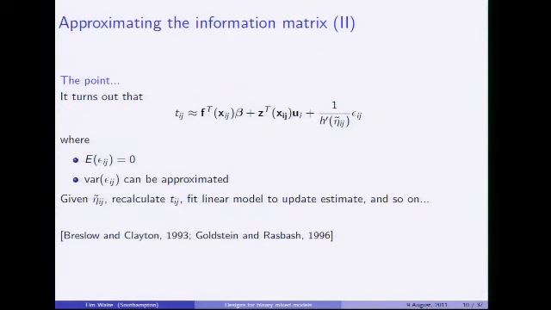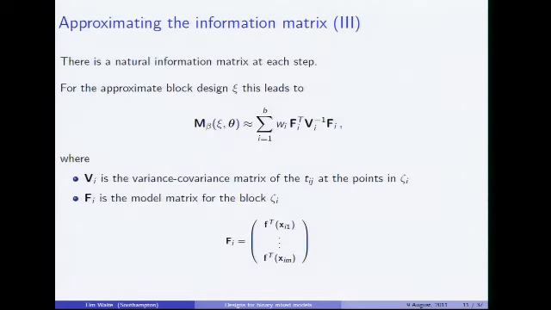But once we've got that updated estimate, we could go back to the working variates and recalculate those. And so we can iterate around there until we get some sort of convergence in the betas. The thing is, because we're using linear model theory, there's a natural information matrix at each step of that algorithm. And if we think about what that approximation is, then for a general approximate block design, we'll get this expression.